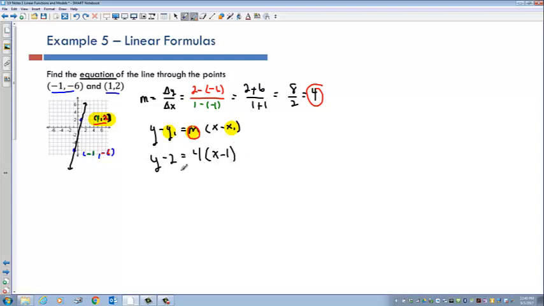And now we can solve this for y. So we have y minus 2 is equal to 4x minus 4. We're going to add 2 to both sides, and we're going to get y equal to 4x minus 2. And there's our answer. To check our work, you can plug in -1 and see if you get out -6. If you plug -1 here, that's -4 minus 2, which is -6. So this checks, and I know the answer is right now.